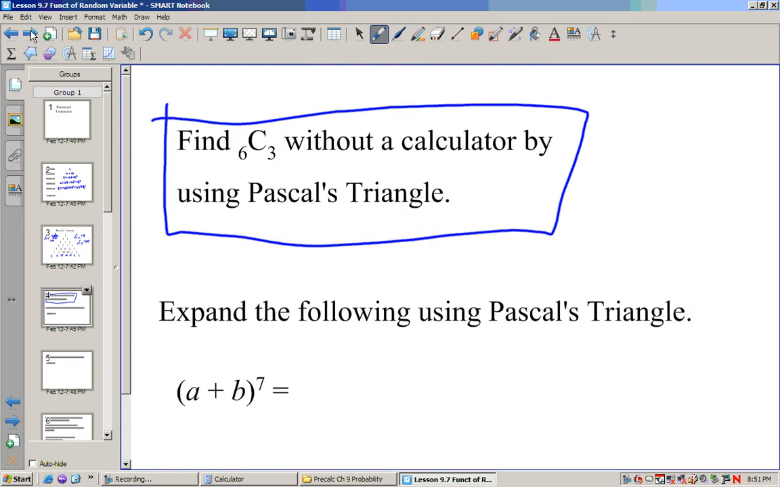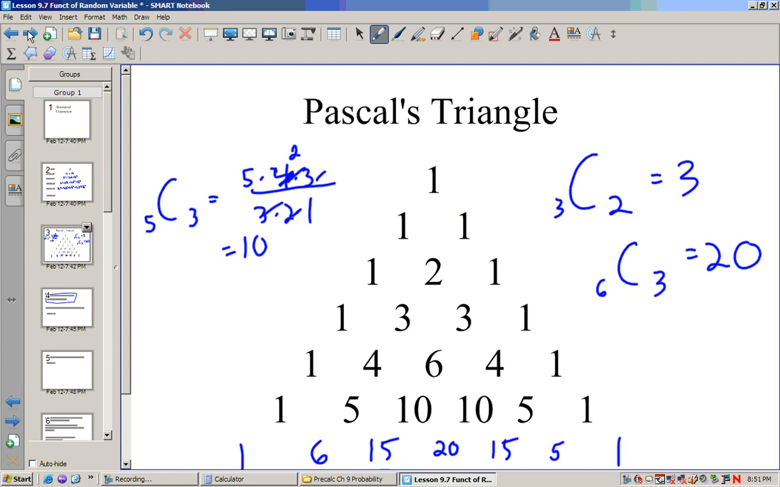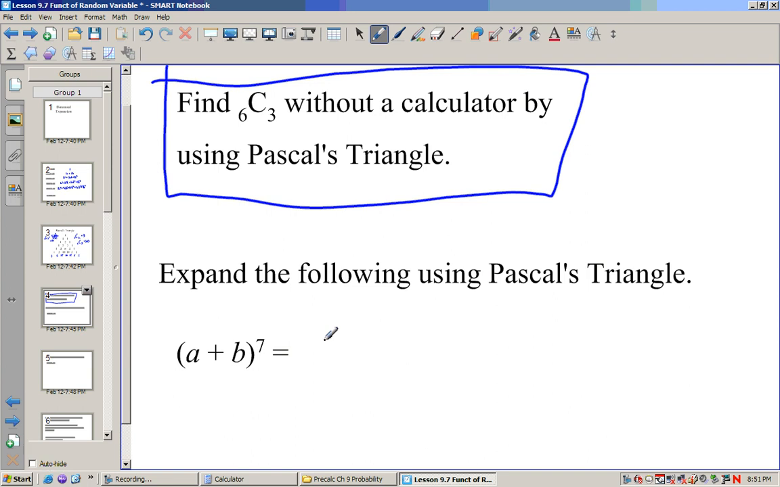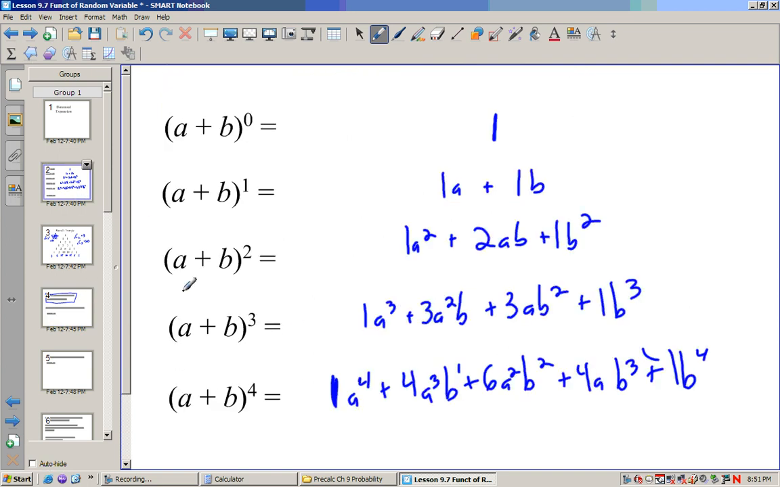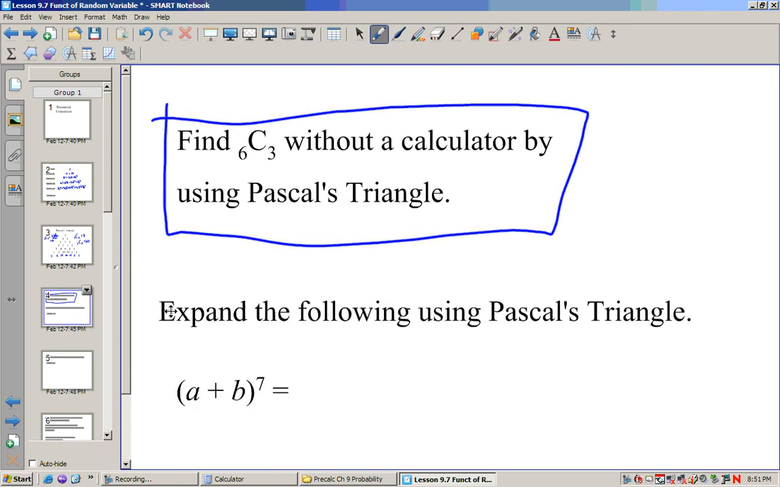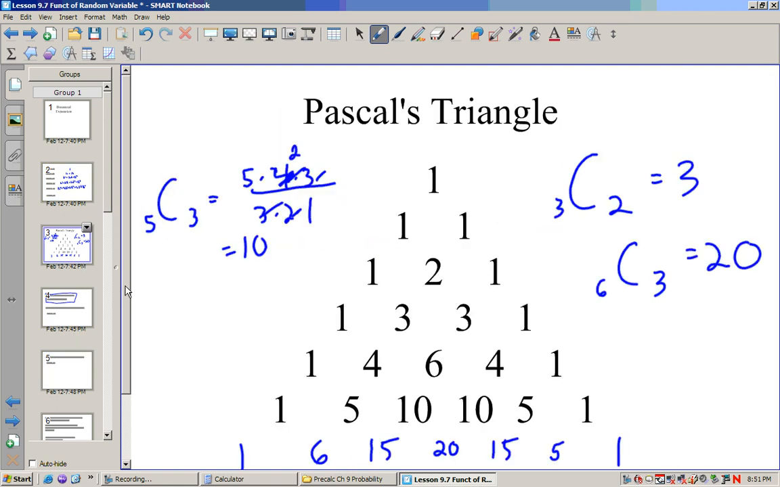So 6 choose 3, we just did to be 20. Now, if I want to expand up to (a + b) to the 7th, let's look at this. This had the same pattern as Pascal's triangle for the coefficients. And the first term, a, starts high and goes down. The second term starts low and goes up. So if I wanted to do this, first thing I would need is my 7th row.